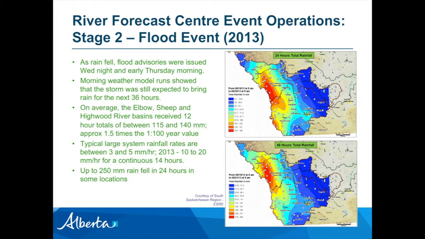And when you have those intensities, it's like rain hitting concrete. There's no infiltration at all. And the snow is not helping because it's like hitting concrete as well.